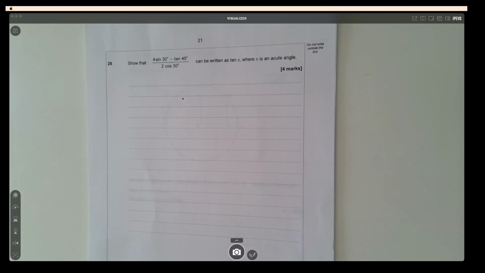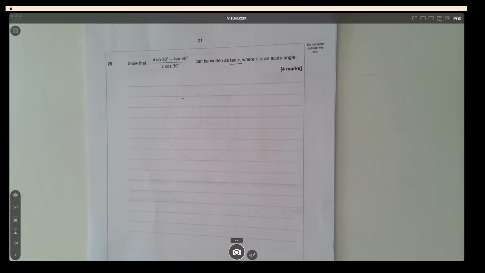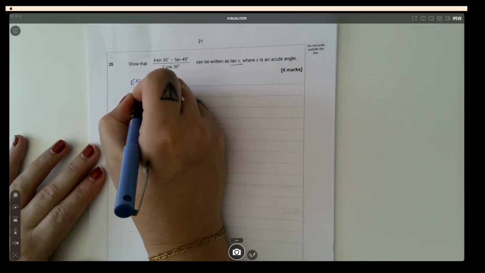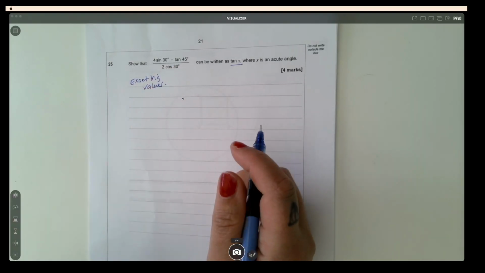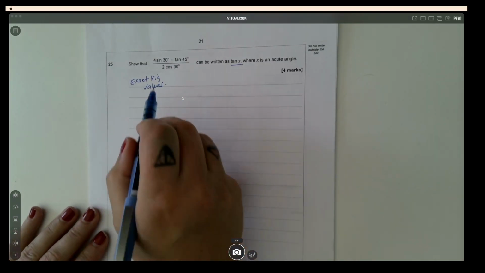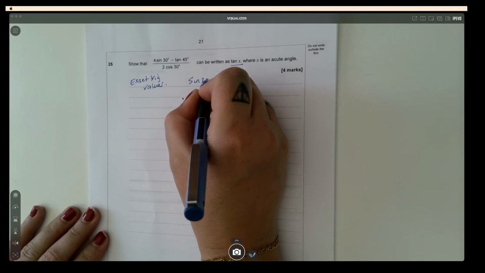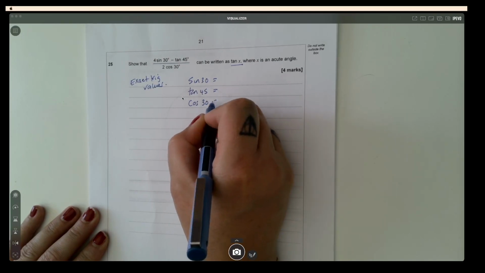Question 25. Show that 4 times sin 30 subtract tan 45 divided by 2 cos 30 can be written as tan x, where x is an acute angle. So we need to use our exact trig values here. How you generate these is up to you, whether you use the table, the hand method, or you just remember them. But we need the exact trig value for sin 30, tan 45 and cos 30 initially.